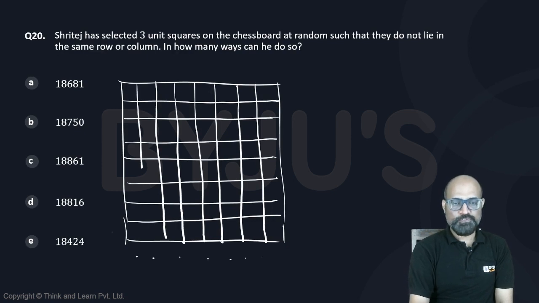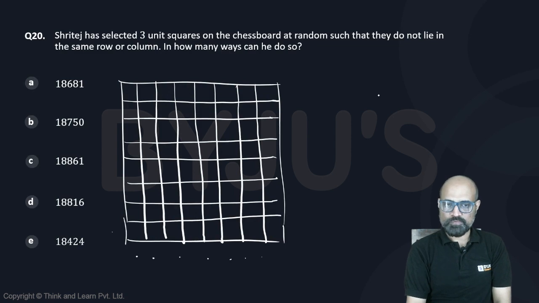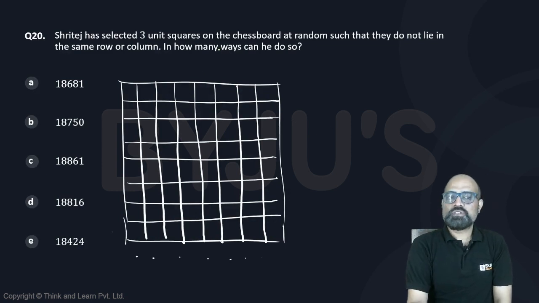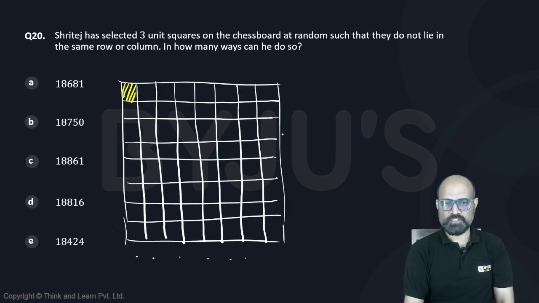So we have an 8 by 8 chessboard. Now, Shritesh has to select 3 unit squares, so he's going to select this one. So actually he can select any one out of these, right? So he has got 8 into 8 total squares to select from. He can choose any one.